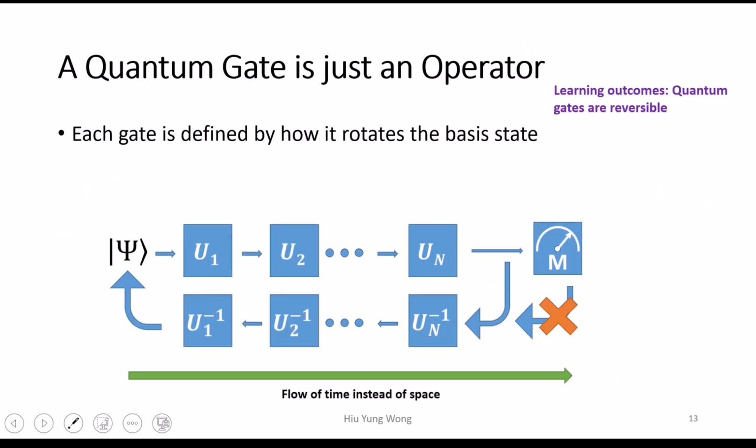With this, we can go a little bit further, as I mentioned earlier. A quantum gate is just an operator. Basically, eventually you come up with a matrix. In a lot of physics, you keep deriving, finding the Hamiltonian, solving the Schrödinger equation, and eventually you get a matrix. Apply this matrix to psi, you rotate it, rotate it, rotate it. Okay?